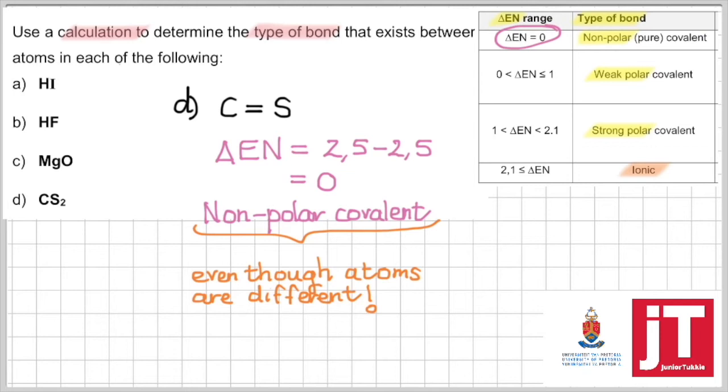In order to have a non-polar covalent bond, we simply need the electronegativities of the atoms that are bonded together to be exactly the same. This means that there is an even sharing of electrons between carbon and sulfur. Having done question D, we've completed this question and can move on to the last question in this video.